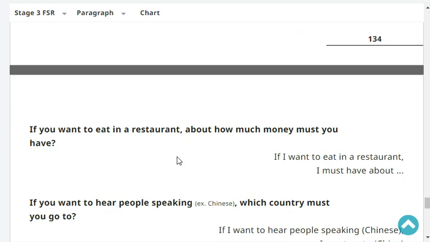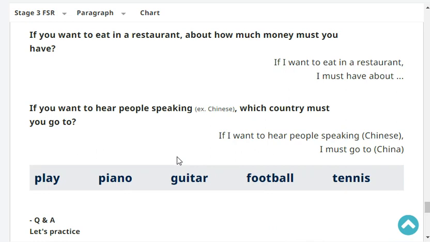If you want to eat in a restaurant, about how much money must you have? If I want to eat in a restaurant, I must have about 3,000 yen. Expensive. Very good.